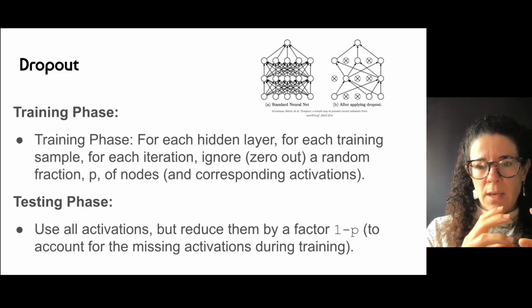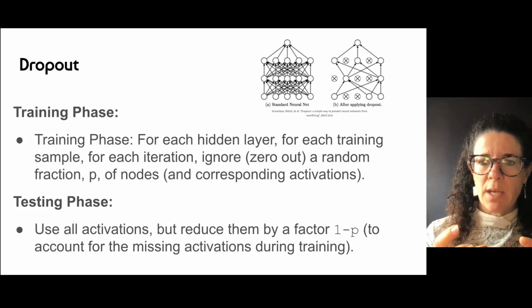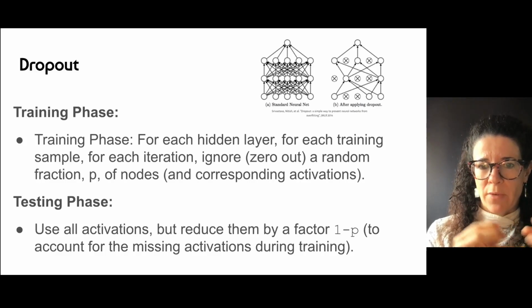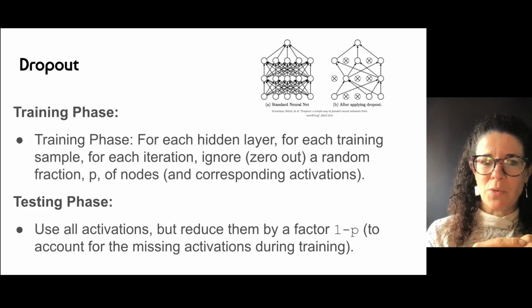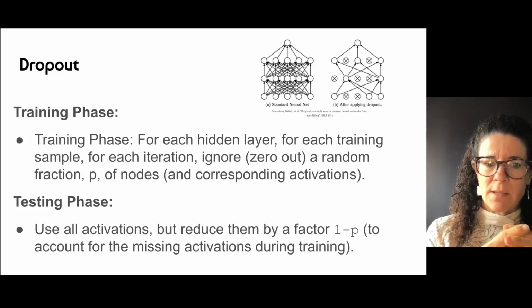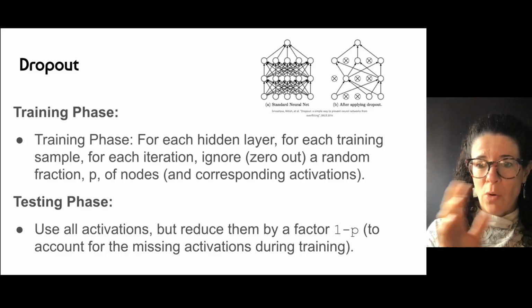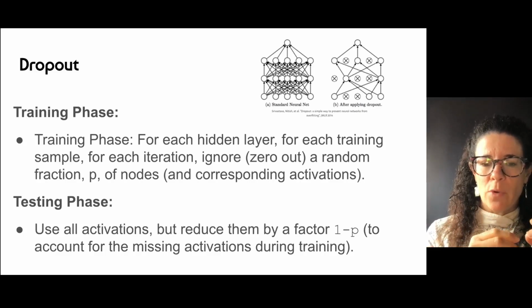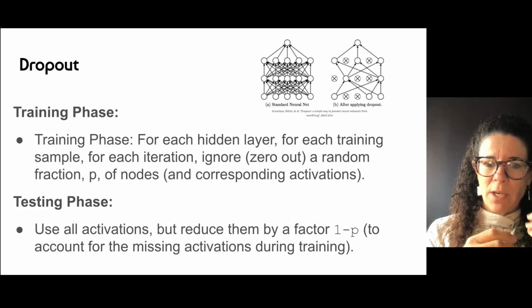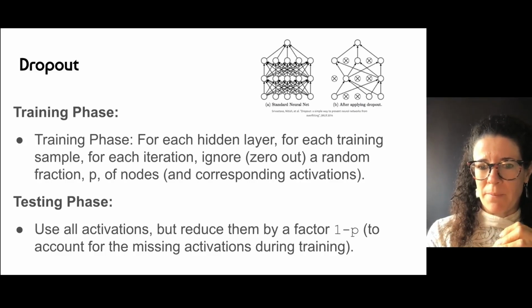This process works a bit differently in training and in testing. The training phase is basically what I just told you. You train at every iteration with a slightly simpler network. At the testing phase, you use the whole network. Now, to account for the fact that you dropped nodes in the training process, you have to multiply the activation by 1 minus P. That accounts for the missing nodes at training time.